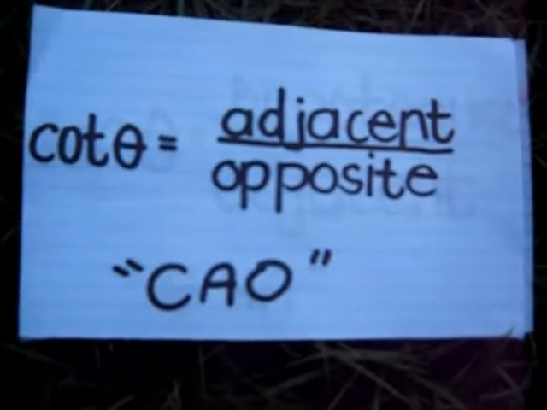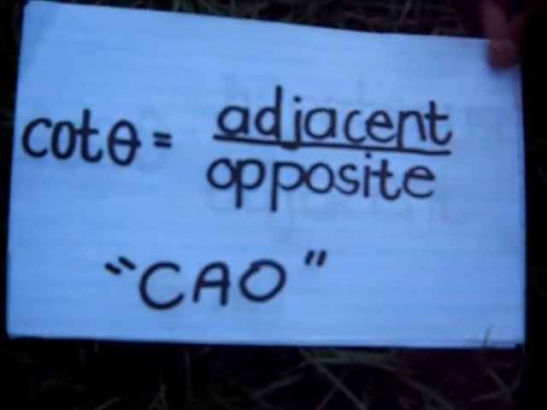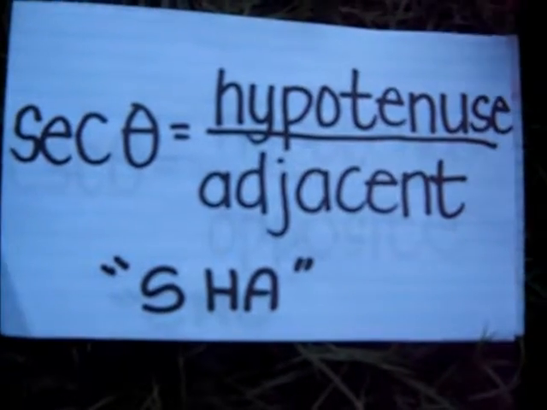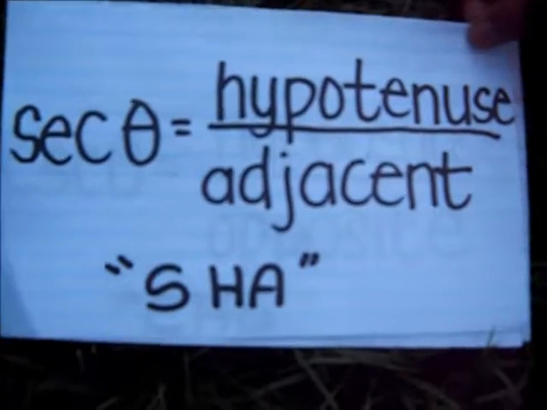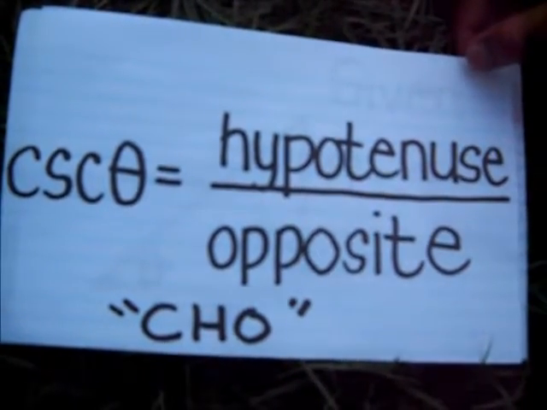KAUSHAT-CHO stands for: KAU, cotangent theta is equal to adjacent over opposite. SHA, secant theta is equal to hypotenuse over adjacent. CHO, cosecant theta is equal to hypotenuse over opposite. SOHCAHTOA and KAUSHAT-CHO will help you remember the formulas easily in solving right triangle trigonometric functions.